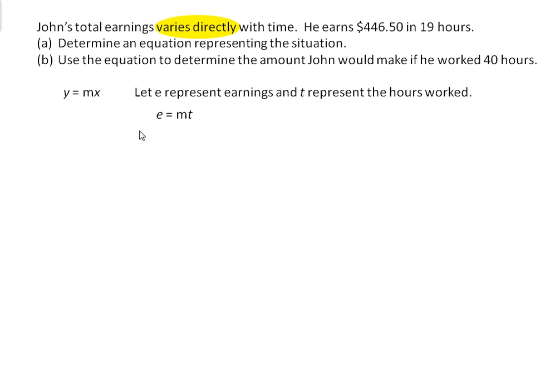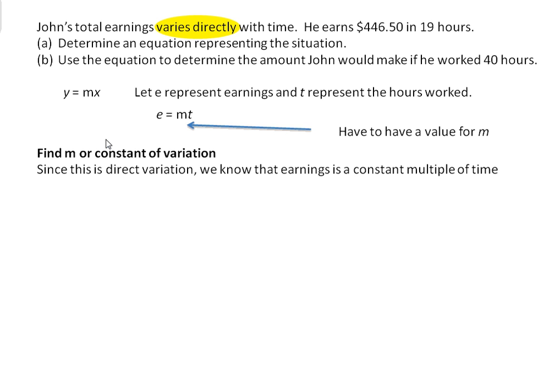So we have the equation that John's earnings are going to equal some multiple of time, which makes sense because his total earnings are going to be his wages times the number of hours he works. So we have to find a value for m, or the slope, constant of variation, whichever you want to call it. To find m, since this is direct variation, we know that the earnings is a constant multiple of time.